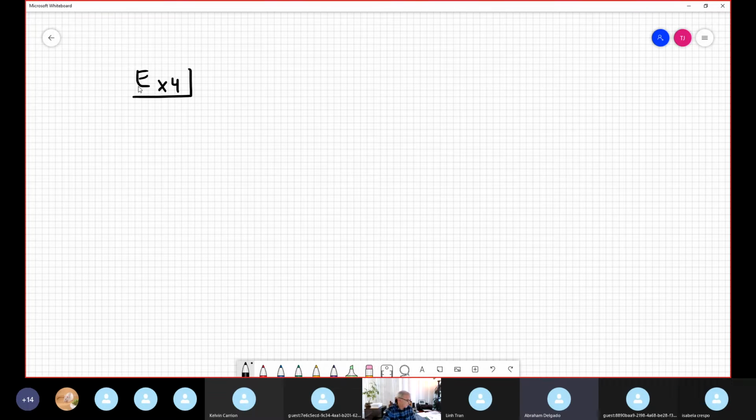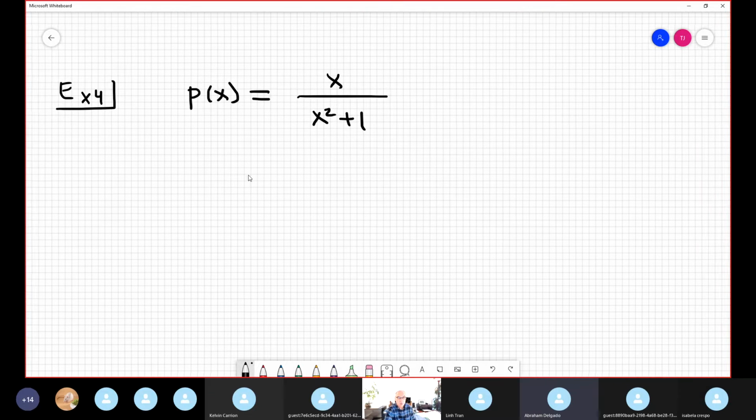Suppose the function P of x is equal to x over x squared plus 1. Investigate the domain. Well, I know the supposition the professor explained: the domain is all real numbers except the restrictions. And we have 3 kinds of restriction: 1, 2, 3.